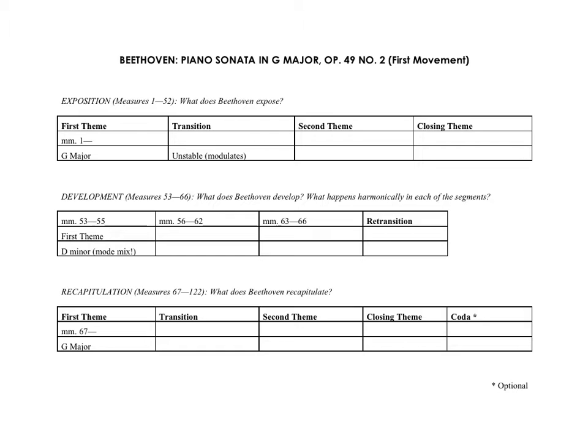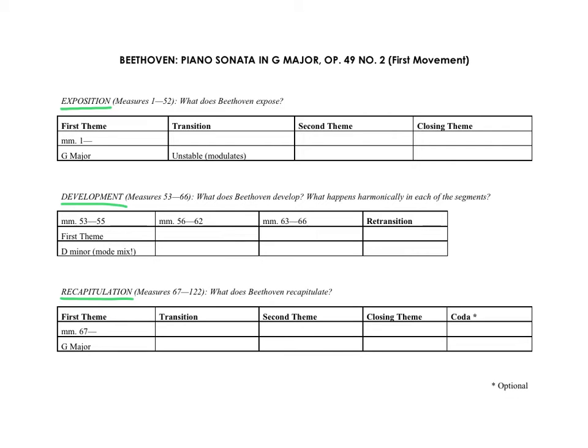First, let's review what we talked about in our last class. Sonata form is comprised of three large sections called the exposition, development, and recapitulation. We looked at the exposition in Beethoven's Sonata in G major, Opus 49, number 2.